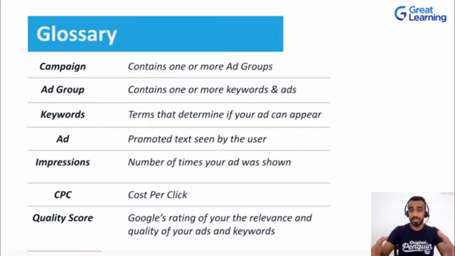But essentially, coming back to Google search campaigns, it would be like a campaign. You could have a clothing store, could have a clothing campaign, within which you could have subsections, which are ad groups, which would be men's clothing ad groups, women's clothing ad groups, kids clothing ad groups.